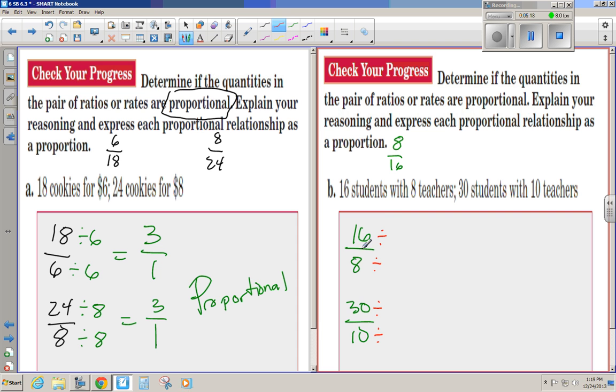Would you please pause the video and try to work this out on your own. All right. Well, you should have just paused the video. You should have worked this out. You hopefully divided the numerator and denominator here by 8. Divided this one by 10 to get 2 over 1 and 3 over 1. 2 over 1 does not equal 3 over 1. So you say not proportional.